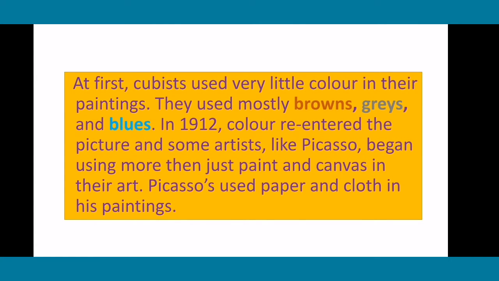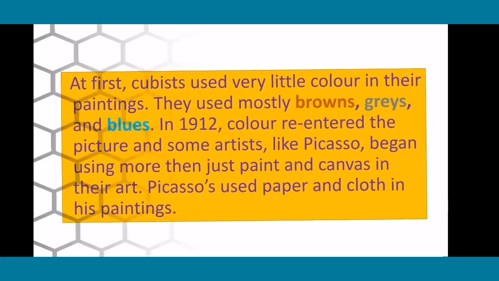At first, Cubists used very little colour in their paintings. They used mostly browns, greys and blues. In 1912, colour re-entered the picture and some artists like Picasso began using more than just paint and canvas in their art. Picasso used paper and cloth in his paintings.